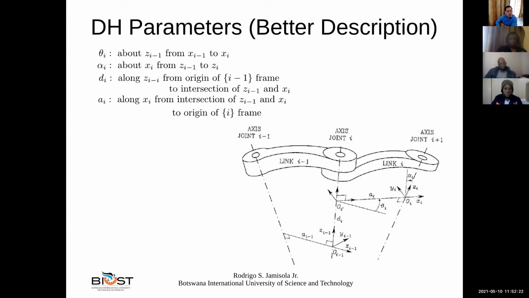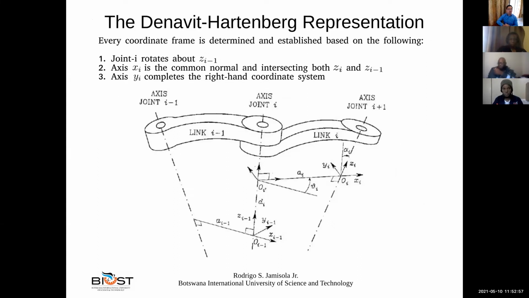4 parameters that will define the basic transformation process. Okay, so the basic rotations or basic translations will give way to how we transform from one frame to another. You need 2 basic translations and 2 basic rotation transformations. Okay, so let's go back and have the details of that convention.